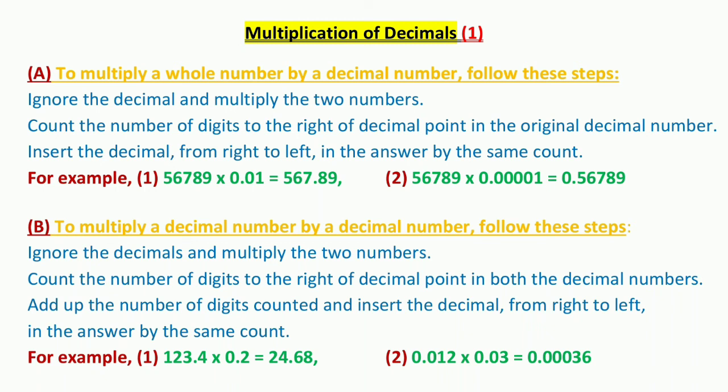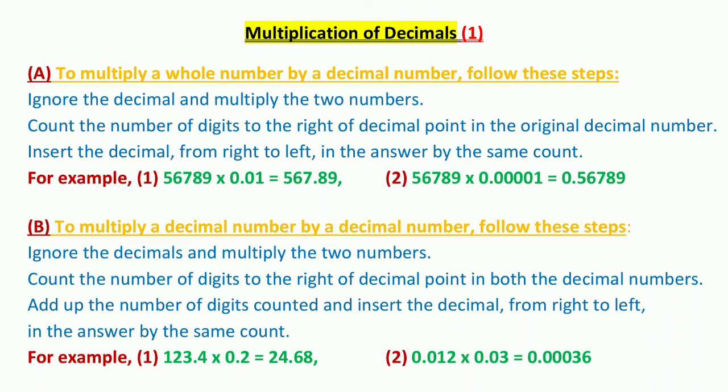For example, first one, 123.4 into 0.2. Student, first remove the decimal point. So, the number is 1234 into 2, which will give you 2468. Now, in the first number, after the decimal point, 1 digit is there, that is 4. And in the second number, after the decimal point, again 1 digit is there, that is 2. So, 1 plus 1 is equal to 2. So, in the final answer, count from the right hand side 2 digits, that is 8, 6. Now, put a decimal point. So, the final answer is 24.68.